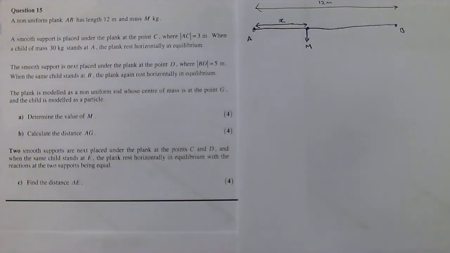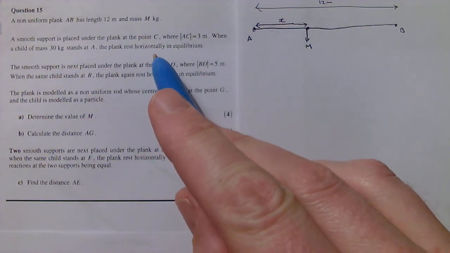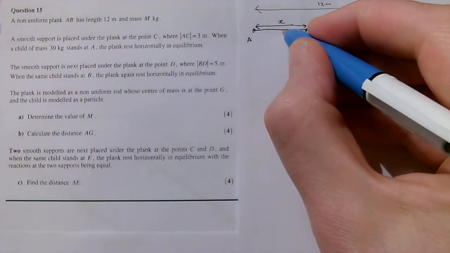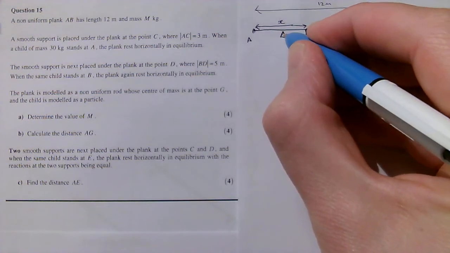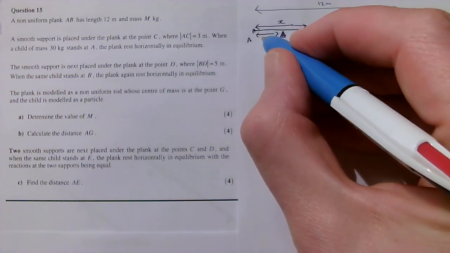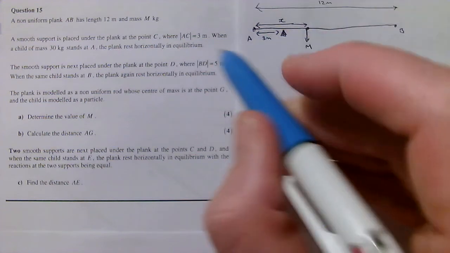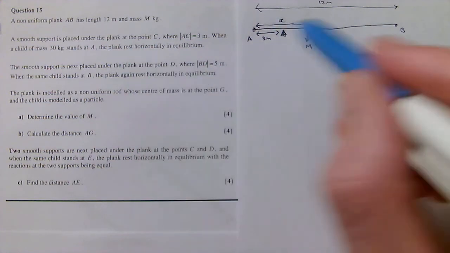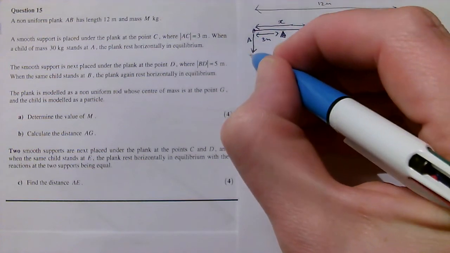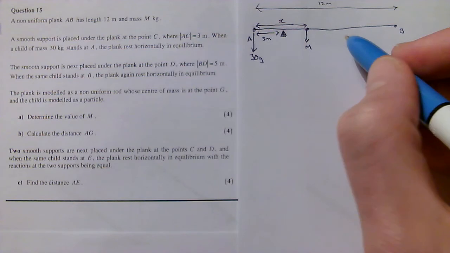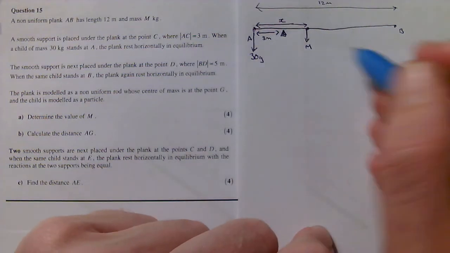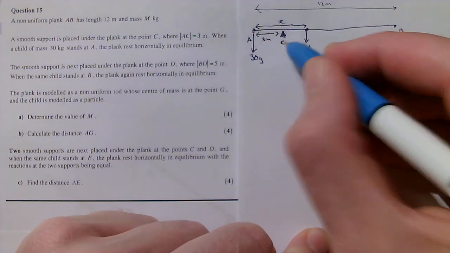Now, in the first case, we know that a support is placed at the plank at point C, where AC is 3 metres. So we're going to put our pivot here, and we're going to make that 3 metres. And a child of mass 30 kilograms stands at A. So here I'm going to put a 30g force, and we're told that this is an equilibrium position. So we can use this to form an equation. So taking moments about C.